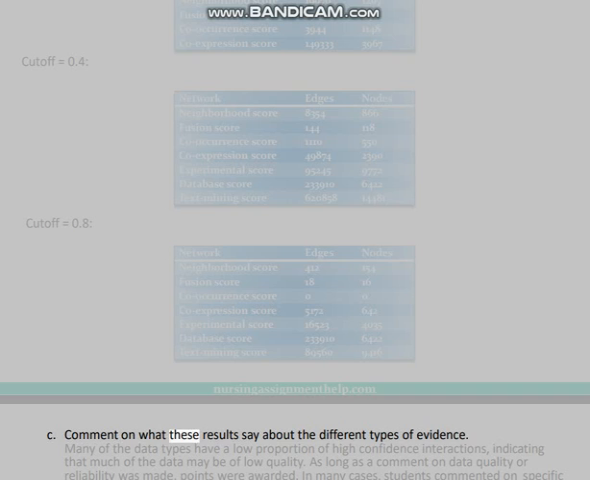C. Comment on what these results say about the different types of evidence. Many of the data types have a low proportion of high confidence interactions, indicating that much of the data may be of low quality. As long as a comment on data quality or reliability was made, points were awarded. In many cases, students commented on specific types of evidence, which was also accepted.